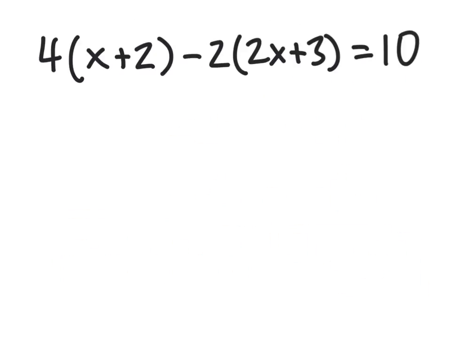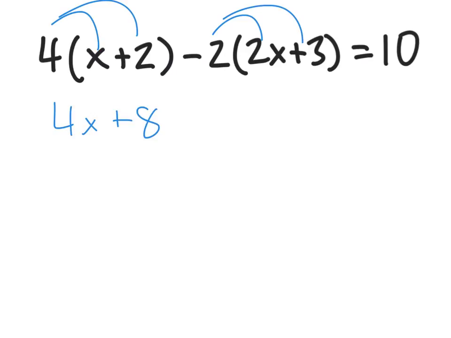Right, same idea, we're going to solve this equation. This one has a bunch of stuff going on, so notice we're going to have to start by distributing twice on this left-hand side. So the first one is 4x plus 8 when we distribute. Then don't forget to send this negative through, so this next one is negative 4x minus 6.